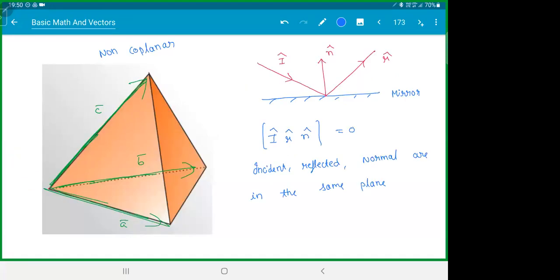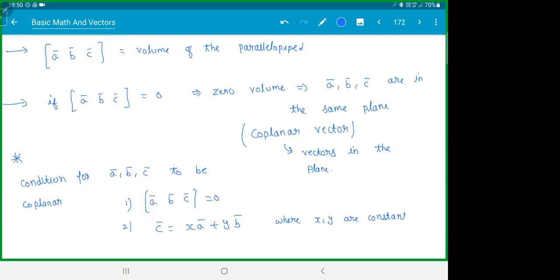Let's see how to calculate this box product. It is actually easier than cross. Clear with this thing? Arjun, clear?